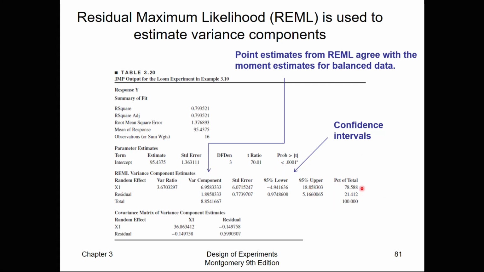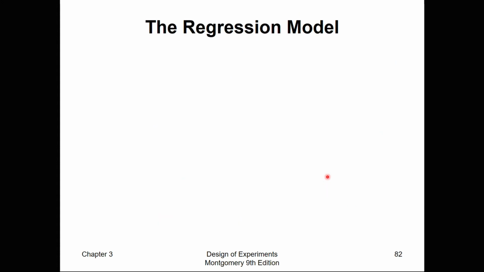And as completely an aside for JMP, I'm just going to point out, we talked about the intra-class correlation coefficient. This percent of total is what you can use for that calculation. Again, you see close to 80% was explained by the variable in that one situation. This is actually the same problem.